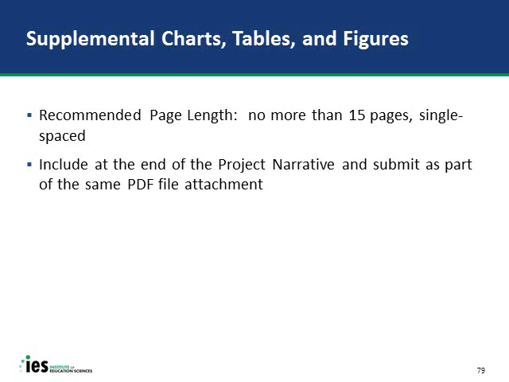Appendix C has a page limit of 15 pages single-spaced. It should be included at the end of Appendix B and submitted as part of the same PDF file attachment. Make sure you adhere to margin, format, and font size recommendations.